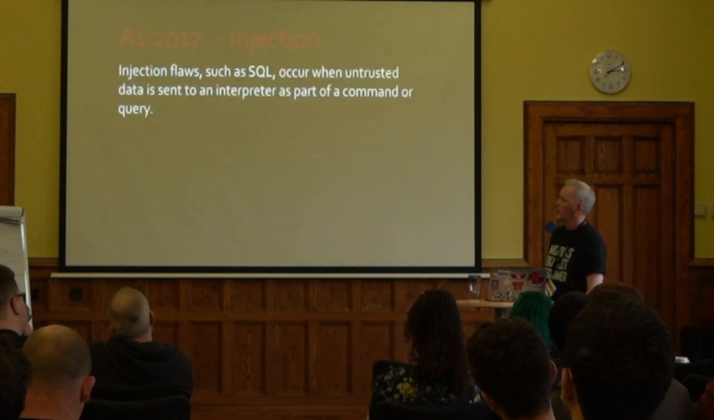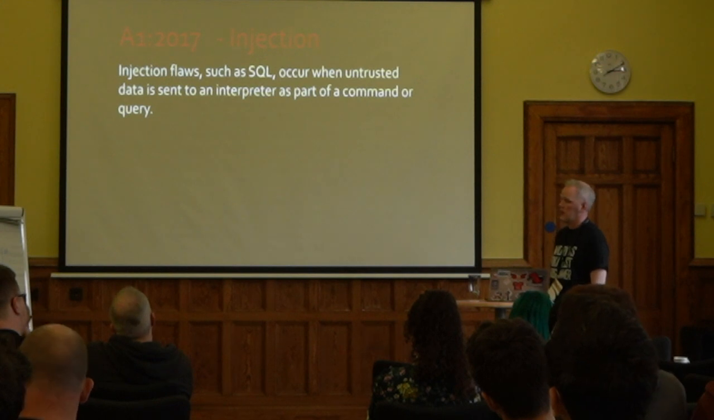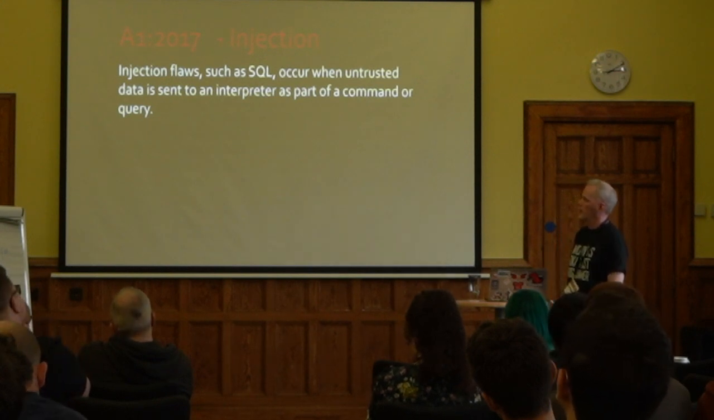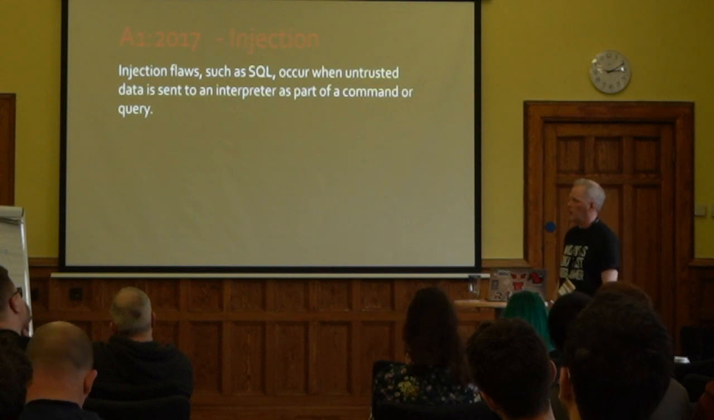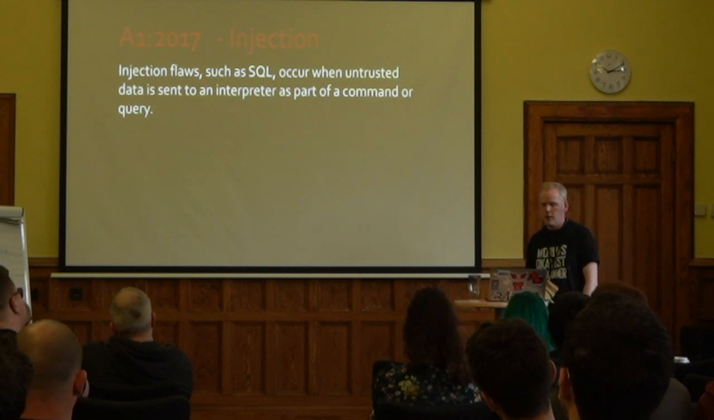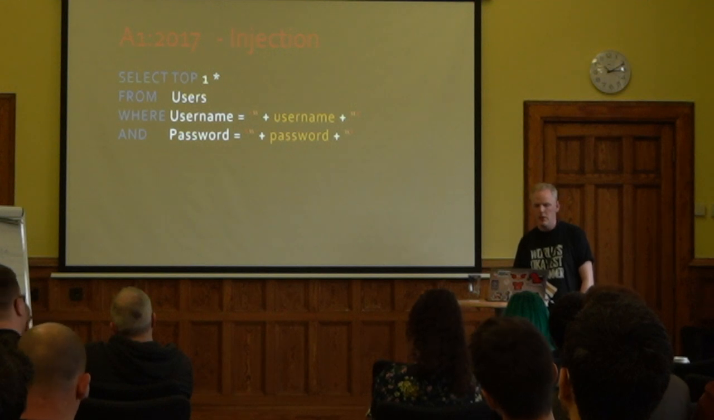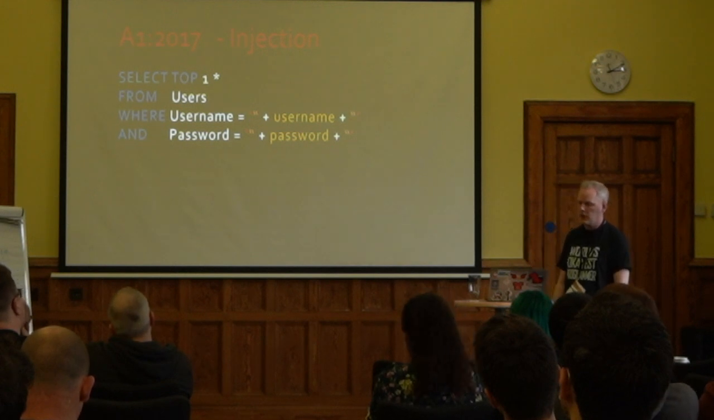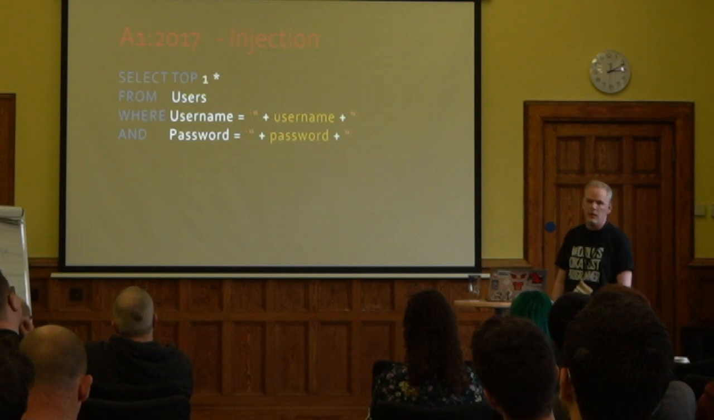The first one people may be familiar with is injection, or SQL injection. Injection flaws such as SQL occur when untrusted data is sent to an interpreter as part of a command or a query. A developer might be generating a SQL command something similar to this. They're using string interpolation to build up a command, swapping out the variables username and password for whatever the end user has entered.